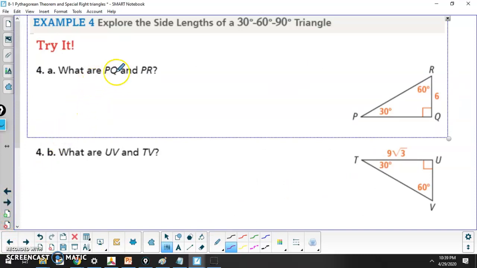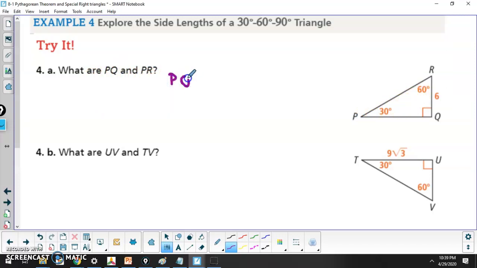All right, so what are PQ and PR? PQ is the middle side, the middlemost length side here. So what we're going to do is take the short side. PQ is equal to the square root of 3 times the short side, which is QR. So in other words, it's just the square root of 3 times 6. When you write radicals, it's best to put the number that isn't in the radical in front of it. All right, so that's PQ.